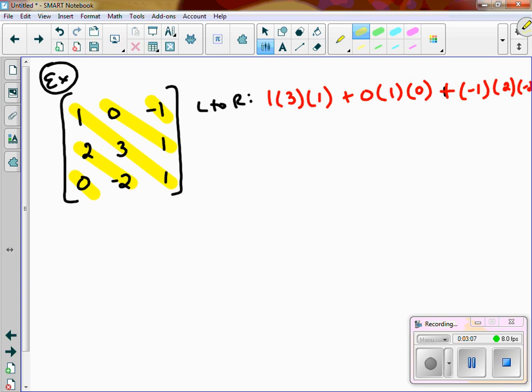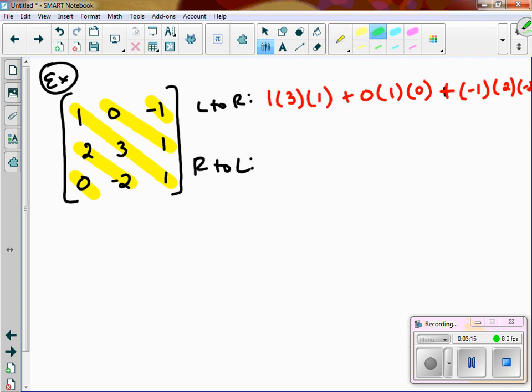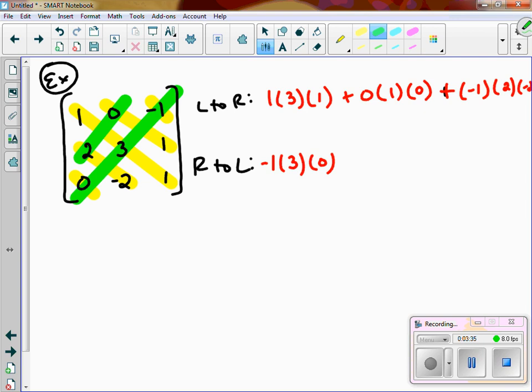Now I'm going to go with the right to left diagonals. And you always start in the top corner. So in this case, since I'm going right to left, I'm starting in the top right corner. So I have negative 1, 3, and 0 to start off with. And I keep working my way left. So my next diagonal is going to be that 0, 2, 1. And my last one is going to be that 1 times negative 2.